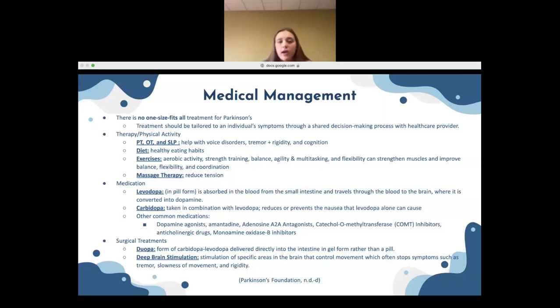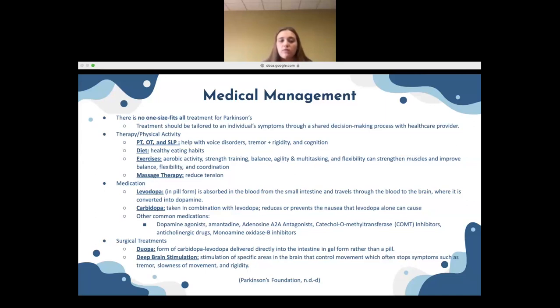Exercises such as aerobic activity, strength training, balance, agility, multitasking, and flexibility can strengthen muscles and improve balance, flexibility, and coordination, as well as there's been some evidence on massage therapy, which can reduce tension within the muscles of individuals. For medication, this is the main medical management.